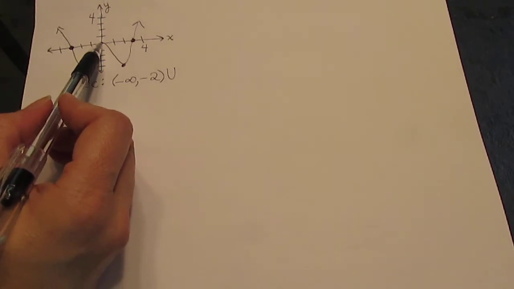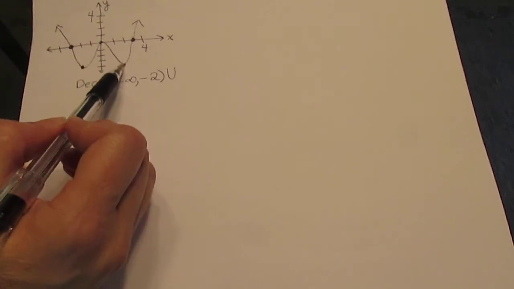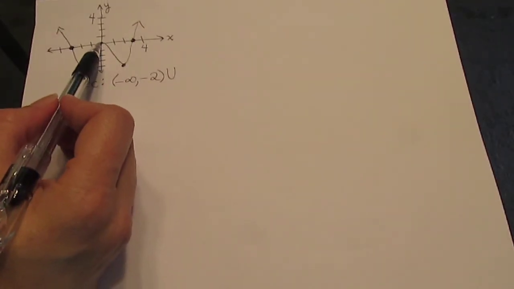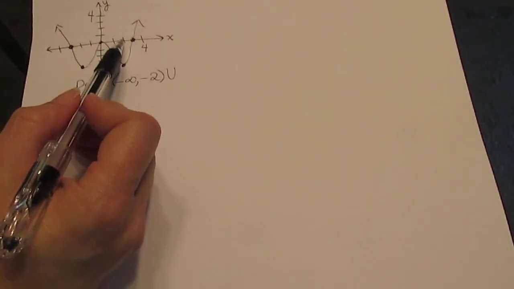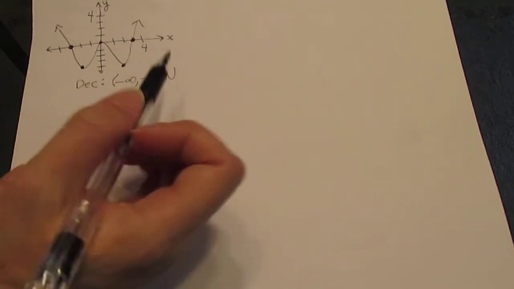And if you notice right here, it is also falling from left to right, from this point to this point. Again, use x values. So my x value is 0 here, and my x value is 2 here. So from 0 to 2, it's also decreasing.